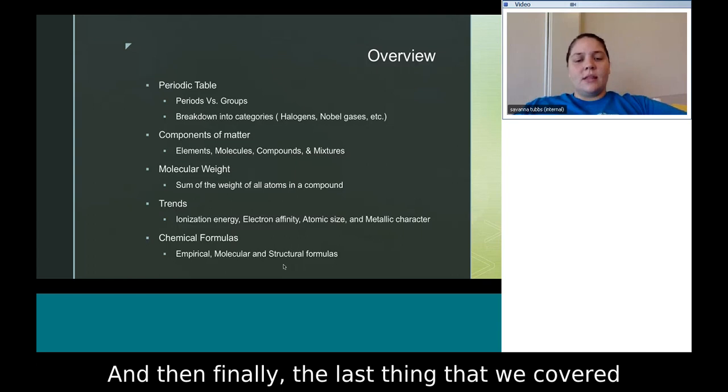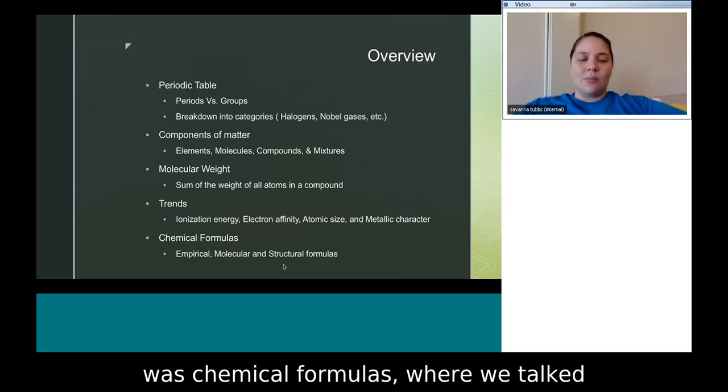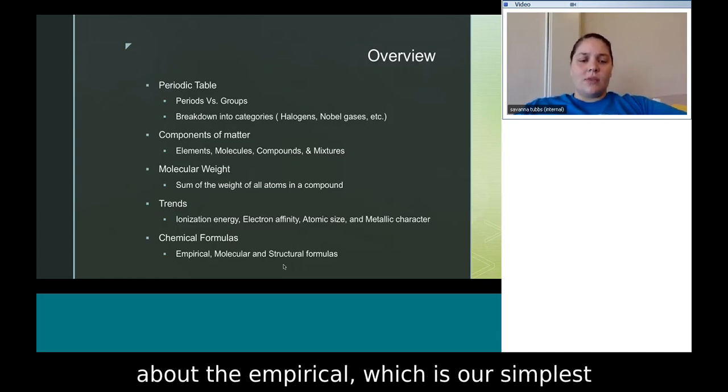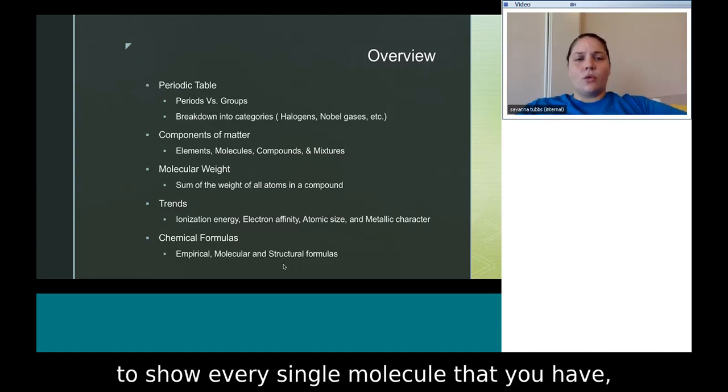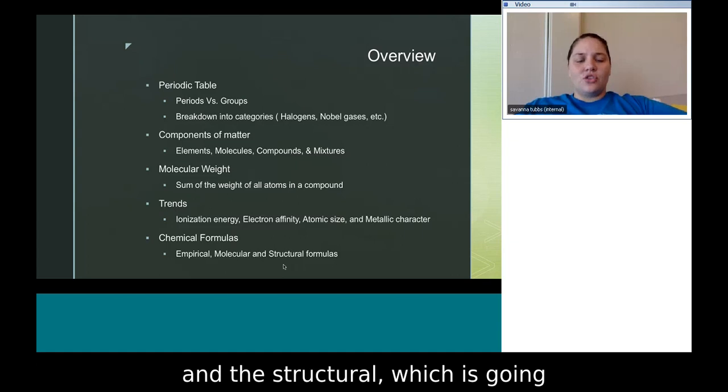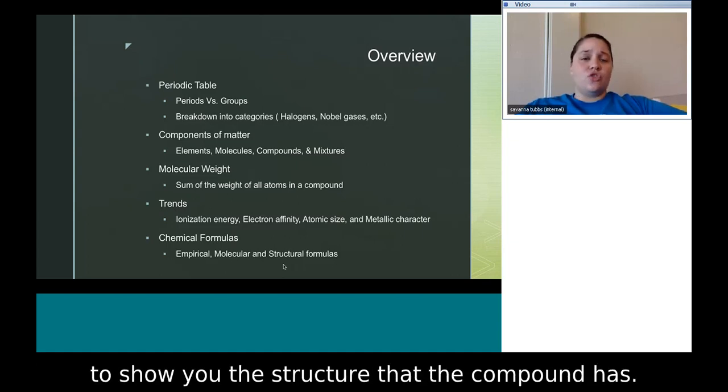And then finally, the last thing that we covered was chemical formulas, where we talked about the empirical, which is our simplest form, the molecular, which is going to show every single molecule that you have, and the structural, which is going to show you the structure that the compound has.